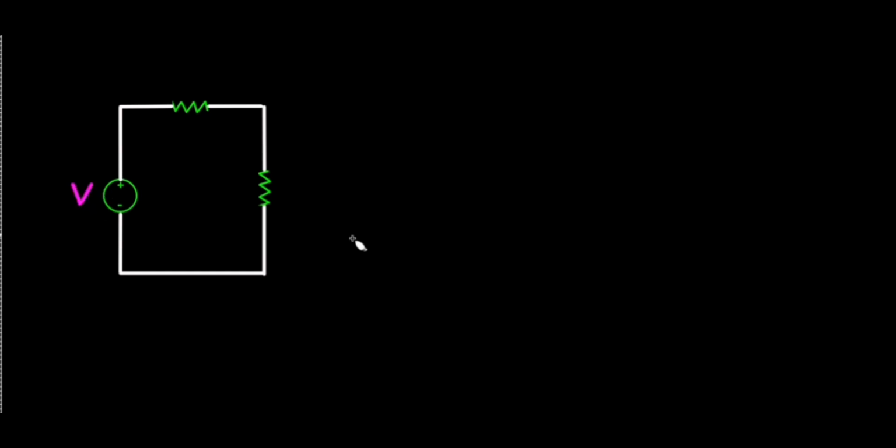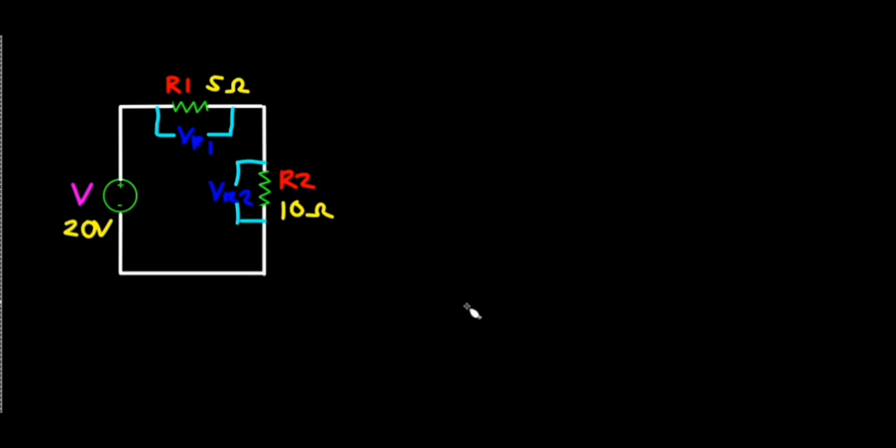We have this circuit with a voltage source labeled as V and two resistors, R1 and R2 connected in series. The values of the components are also specified in the circuit. The voltage across R1 is designated as VR1, and at R2 is designated as VR2. The current flowing to the circuit will be denoted as I. Remember that in a series circuit, the current is the same all throughout the circuit.